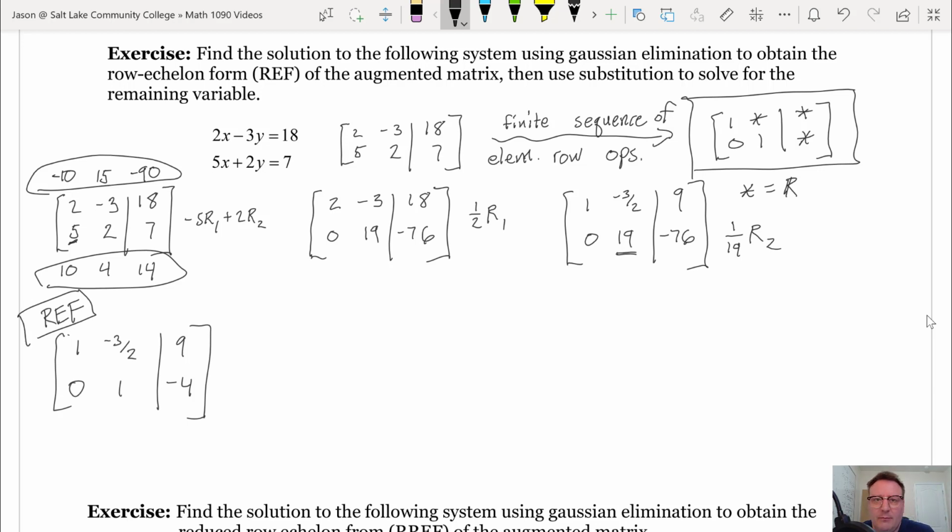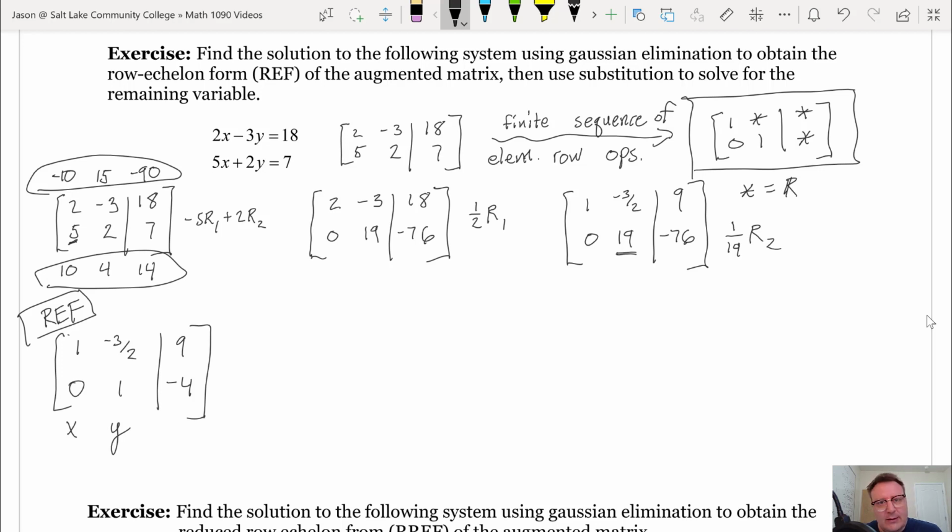Okay, we're almost done. So the second row corresponds with the equation 0x, because this is the x column, this is the y column. We only have 2 variables in a 2x2 system. 0x plus y equals -4. So y equals -4.